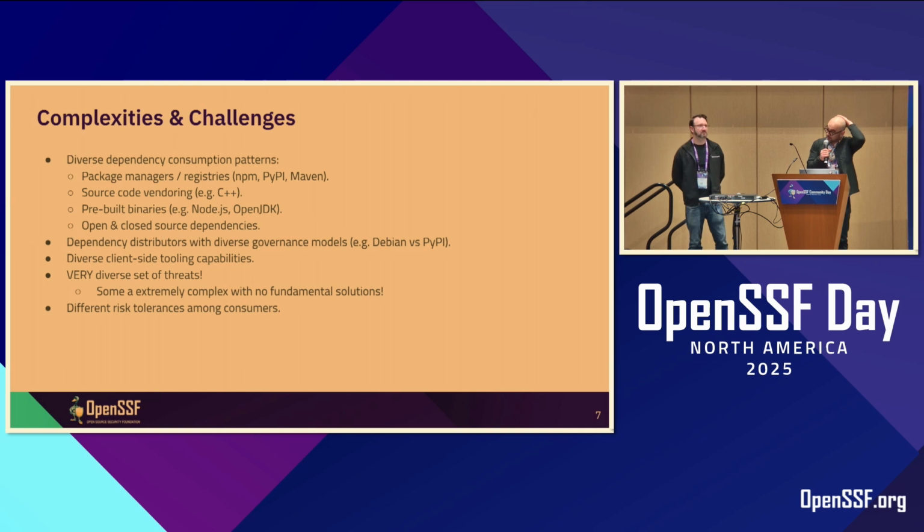Very diverse set of tooling and client-side capabilities. You know, some tools support pinning, some tools support materializing the full transitive dependency graph. Some tools don't, like Maven, for example, right?